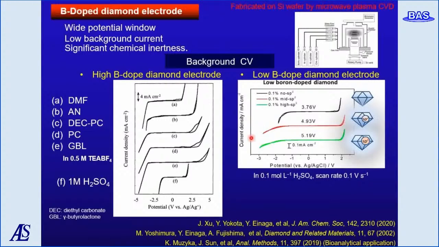The potential window is reaching the 5 to 6 volt range. Even in water, a potential window of 5.19 volt was achieved on a low boron-doped diamond electrode, which is amazing.